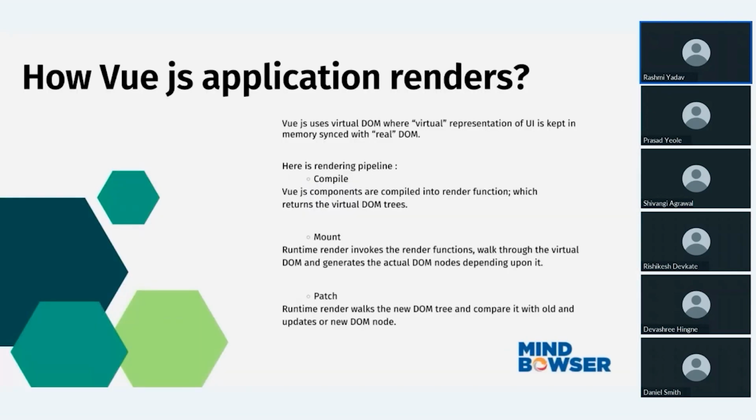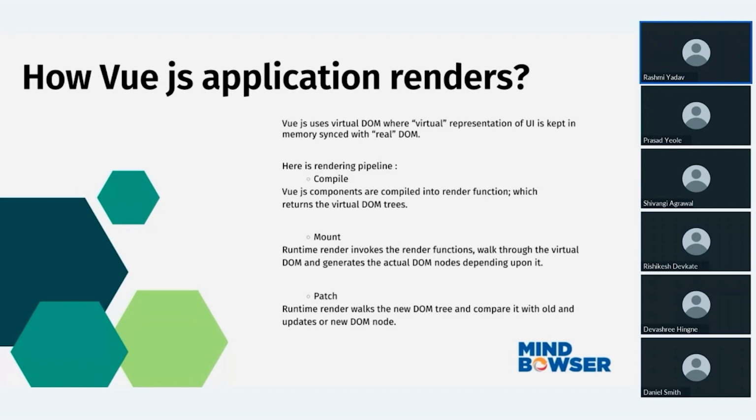Moving on to the next slide, how Vue.js application renders. As Devashri also mentioned in previous slides, Vue.js uses VDOM, that is virtual DOM. So what happens? The virtual representation of UI is kept in the memory, and that is synced with the real DOM. So what is the rendering pipeline? This is the basic rendering pipeline.